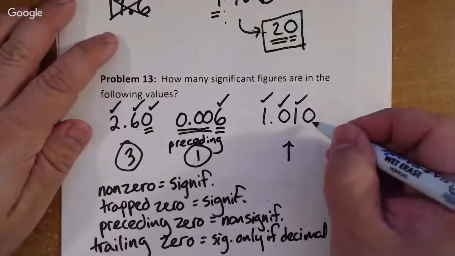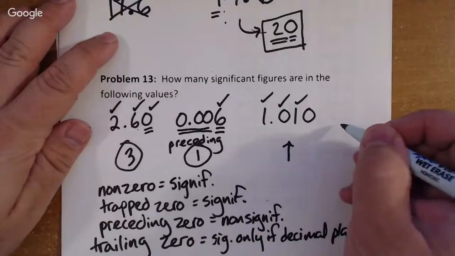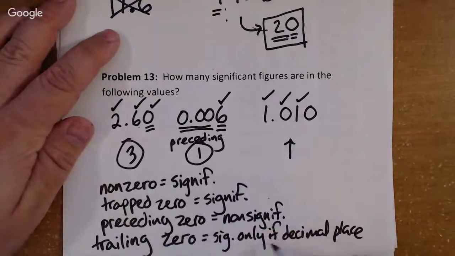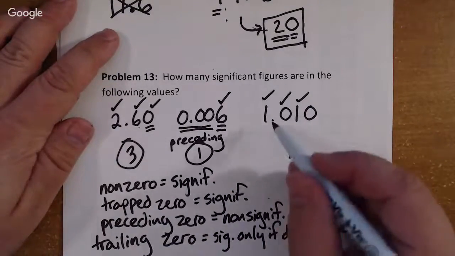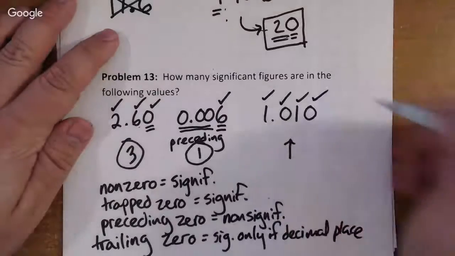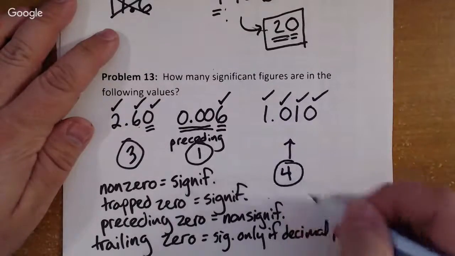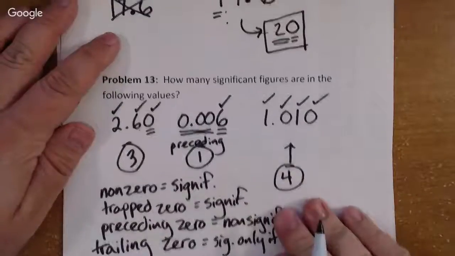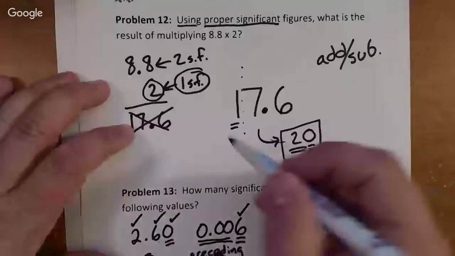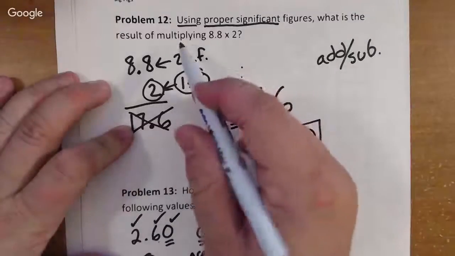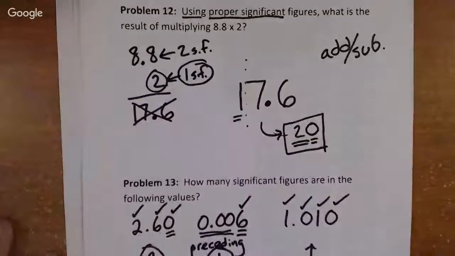This is a trailing 0 because it comes at the end of the value. Trailing zeros are significant only if there's a decimal place. We do have a decimal place, so check. We've got 4 total sig figs. So make sure you can count the sig figs, because counting sig figs is the only way we're going to be able to multiply or divide with sig figs.